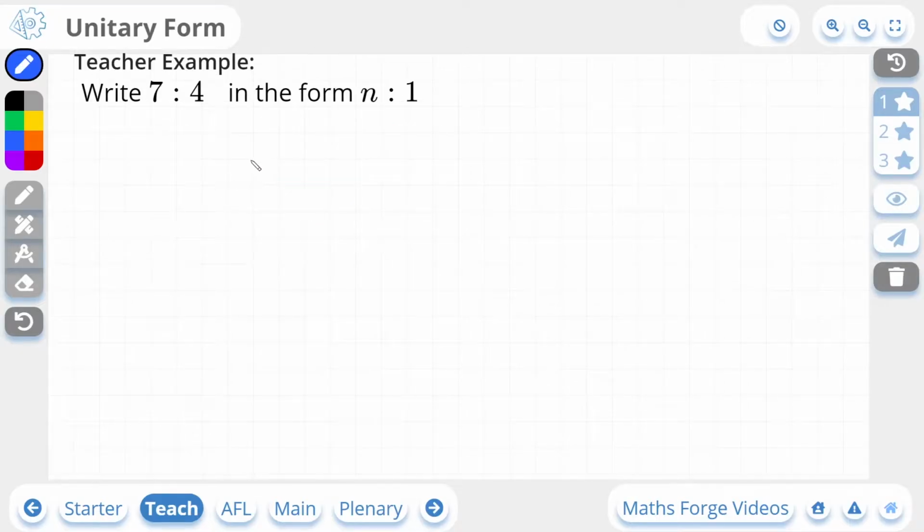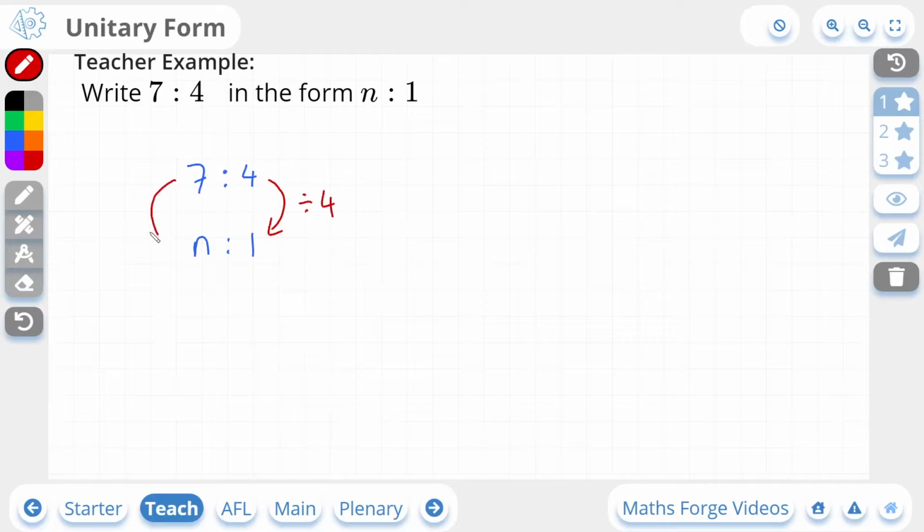We'll do another one-star example. Here we're being given the ratio 7 to 4, and they're asking us to write it in the ratio n to 1. So you have to think here, how can I get my 4 to become like this 1 through multiplication or division? In this case, we divide it by 4. 4 divided by 4 gives us 1.